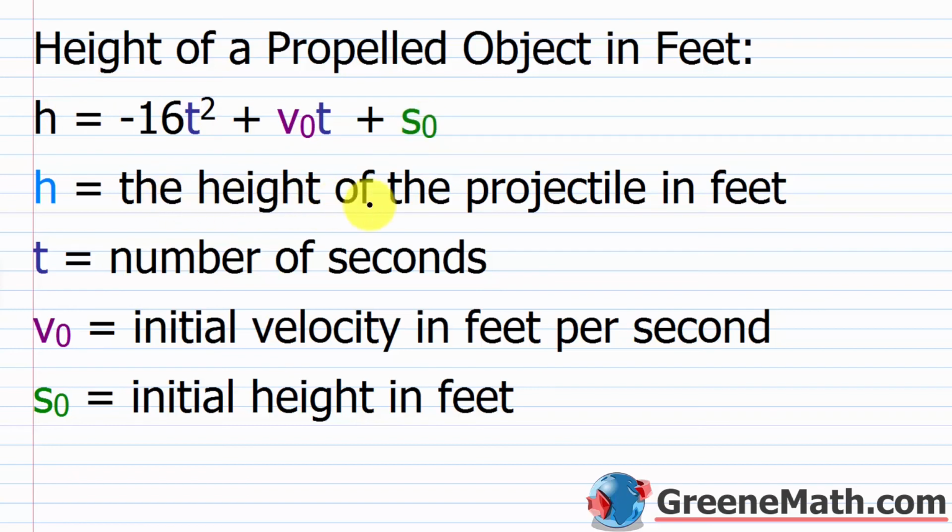So h is the height of the projectile in feet, t is the number of seconds, v sub 0 is the initial velocity in feet per second, and s sub 0 is the initial height in feet. When we're talking about height, if I get a height of 0, that means I'm on the ground, okay? If I get a height that's positive, let's say h is 50, that means I'm at a height of 50 feet in the air, okay? If I get an initial height in feet, it's the same thing. If I got 50, that means I'm launching from 50 feet.